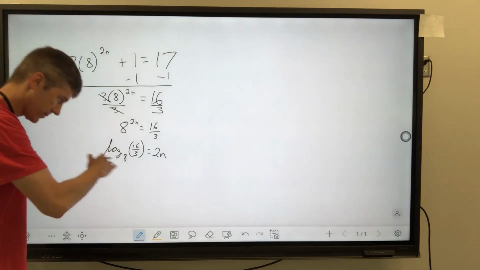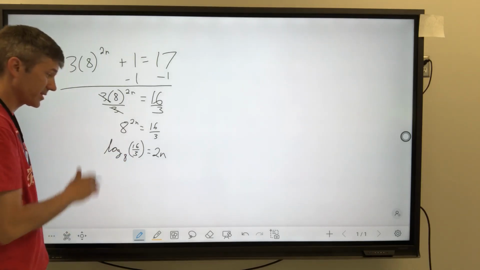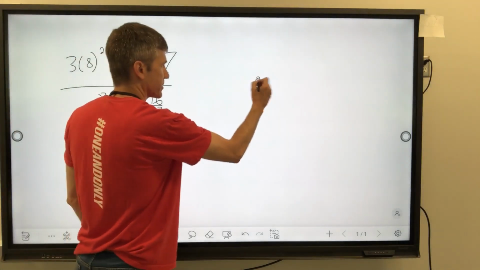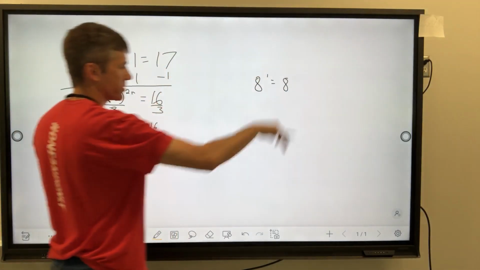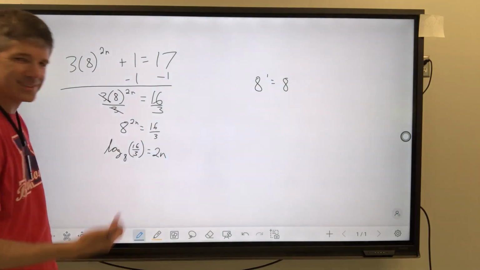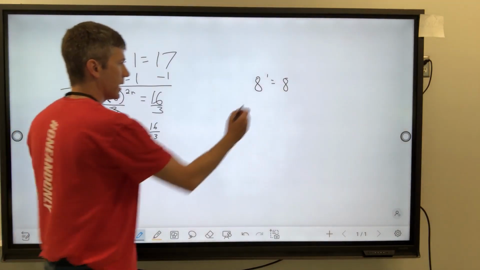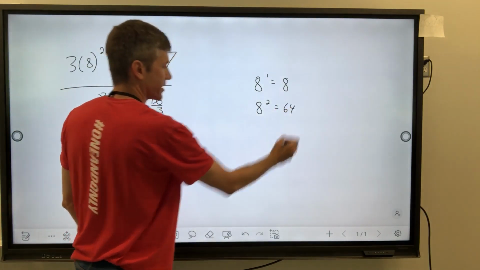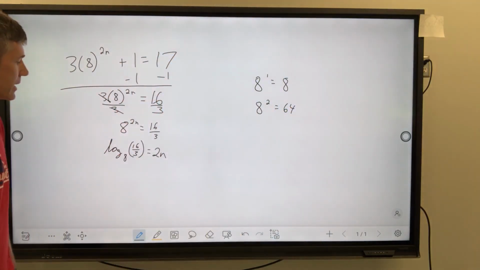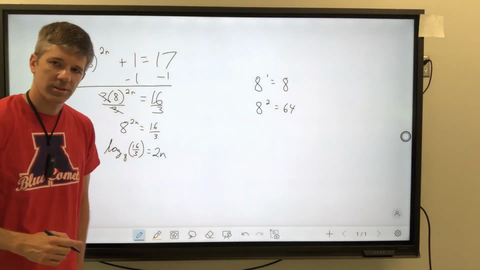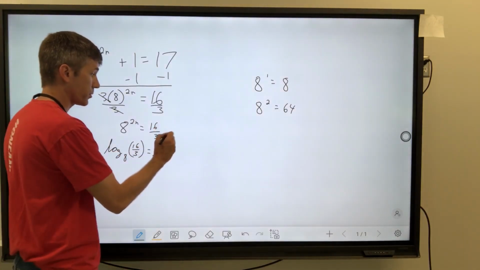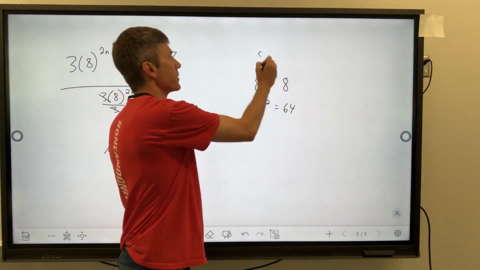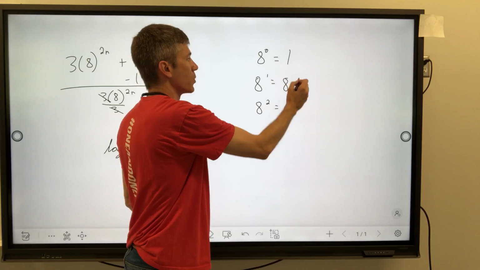Okay, we are going to figure out what this is. This is going to be a little tricky. I want to ramble for a second. 8 to the 1 is 8. You don't have to do this every time. This is just me rambling, estimating answers. And 8 to the 2 is 64. Almost said 16. Woo, that would have been tragic. And here's the deal. 16 thirds is 5.3333333, so 5.3 repeating. Well, that's less than 8. 8 to the 0 is 1.